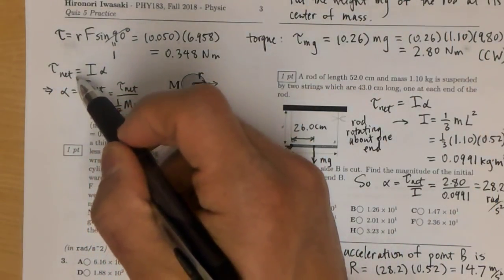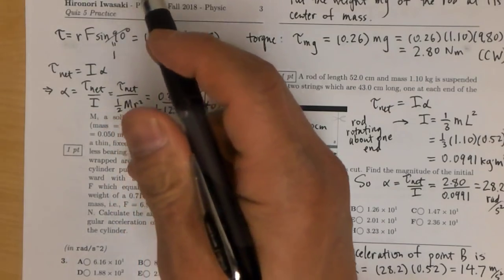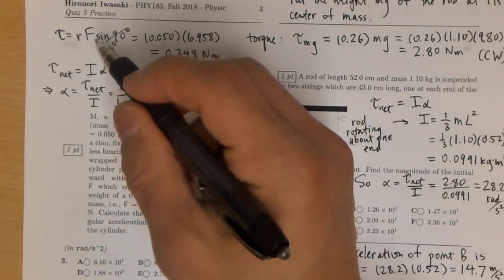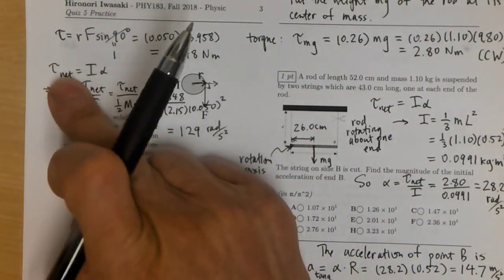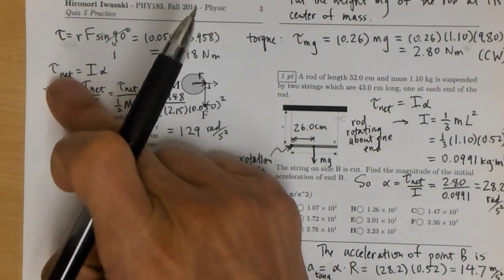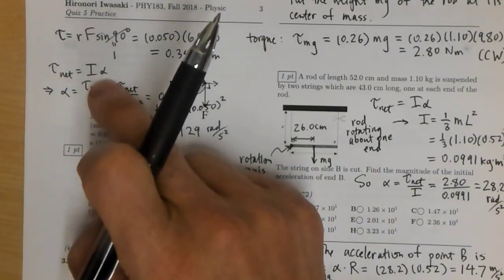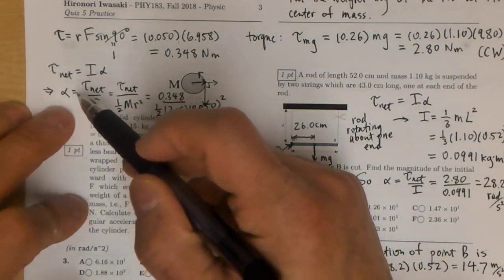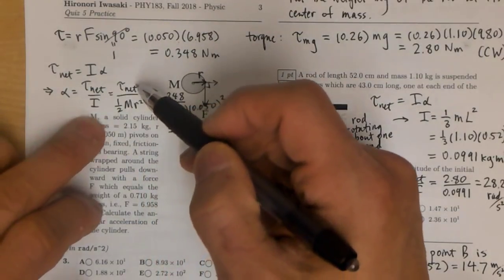So then we have tau net is equal to I times alpha. That's on your equation sheet, but you can just remember that as being the rotational version of Newton's second law. Instead of F net is equal to ma, you have torque net is equal to I alpha. Okay? So now I can solve for the angular acceleration. It's the torque net over I.